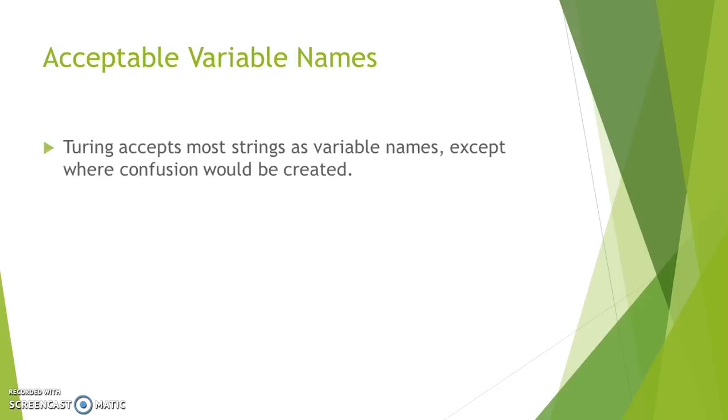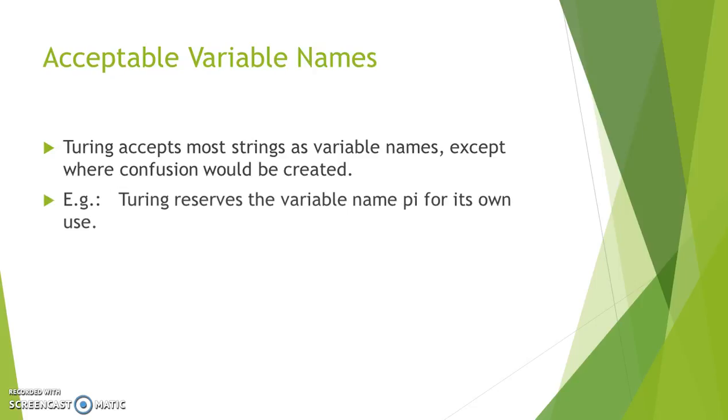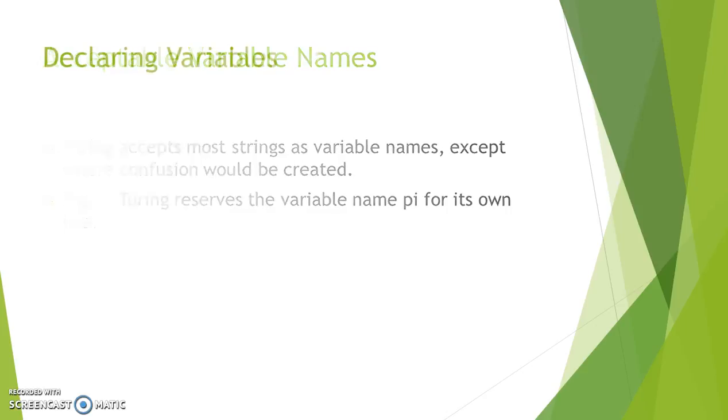Variable names, well, practically any string can be used as a variable name. There are a few strings that are forbidden just to avoid the possibility of confusion when interpreting code. For example, Turing won't allow us to use the string pi, and the reason for this is that Turing uses this to represent 3.14159.